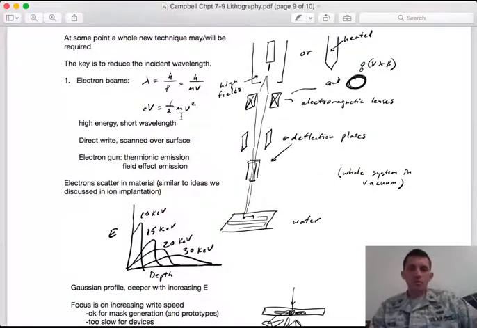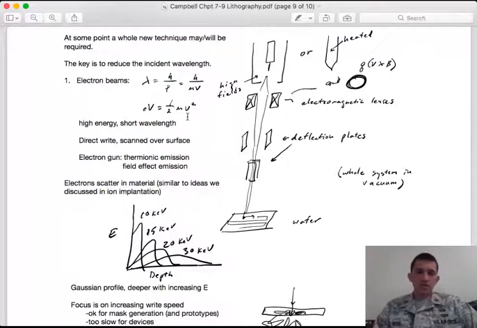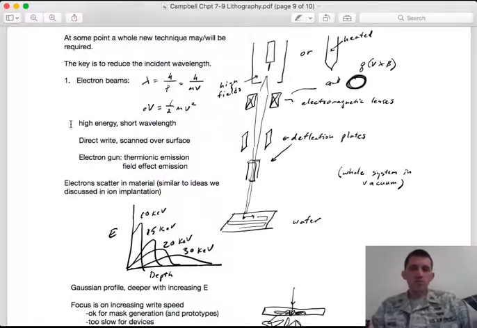But for relatively low speed electrons, say 25 to 50 keV, something like that, it's a reasonable approximation. So all of that potential energy goes into kinetic energy. So this V goes in here. So as I increase the potential, I increase the velocity, which means I decrease the wavelength. Small wavelengths are good, right? Because I can get high resolution.